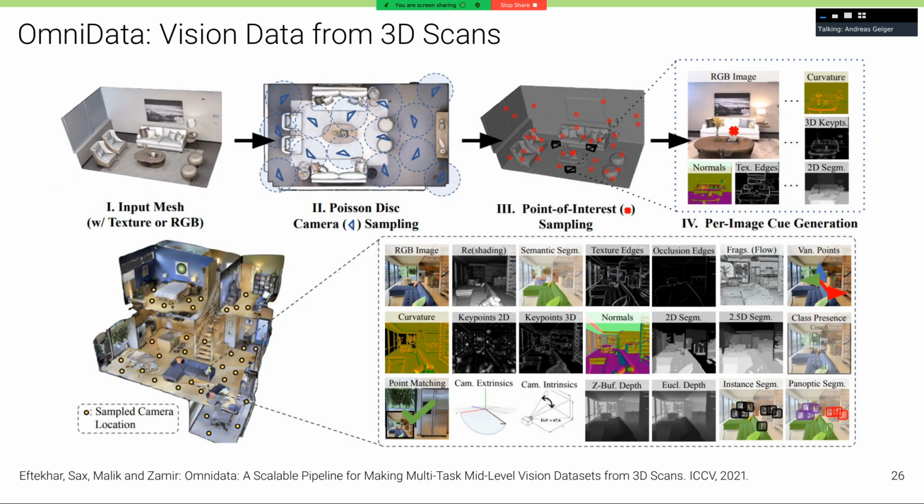So here's an overview of the OmniData vision pipeline. It basically uses a 3D reconstruction that exists, coming from a dataset like Matterport or another dataset. It then samples viewpoints randomly inside that 3D space and produces the ground truth automatically. And that's the training data for the model. And this leads to very, very generalizable models. And so we use this model out of the box for our datasets.